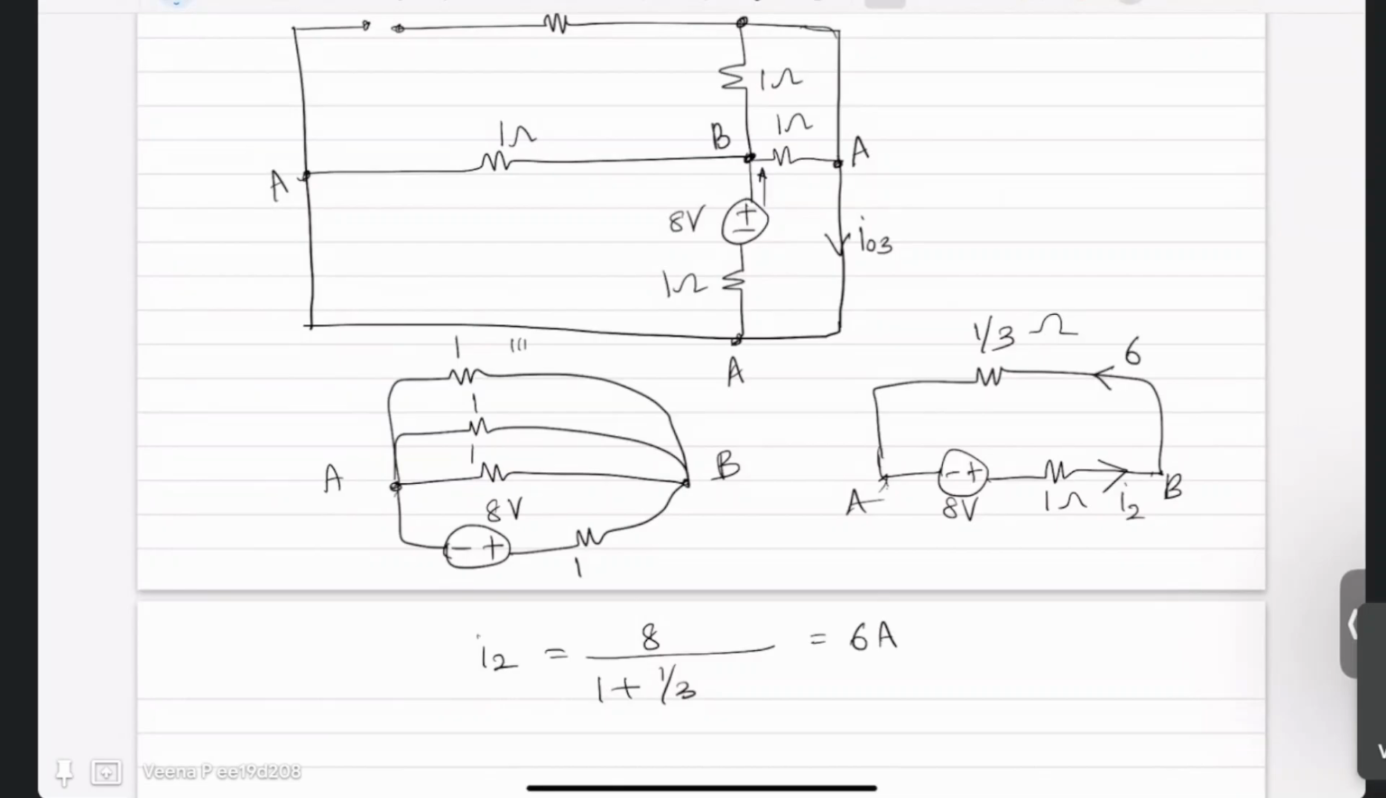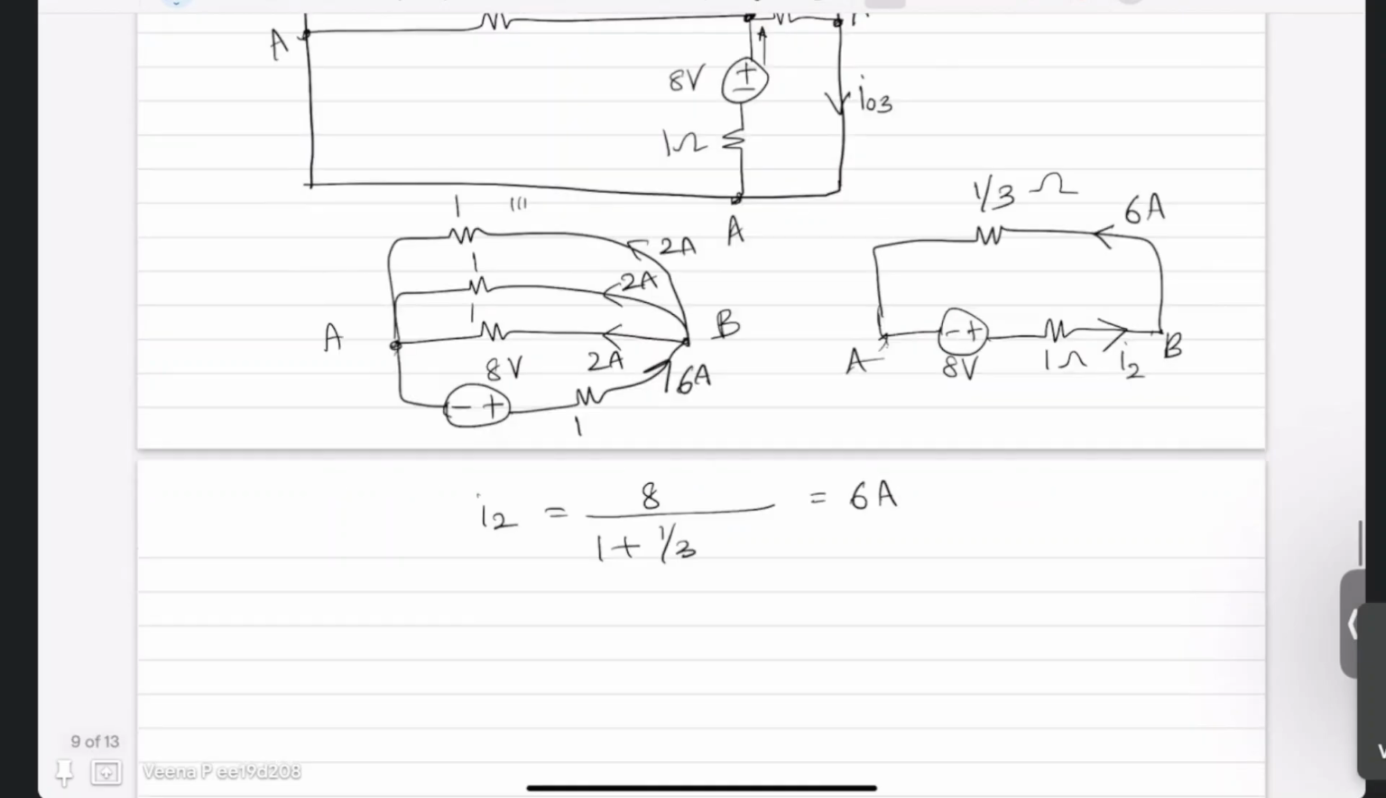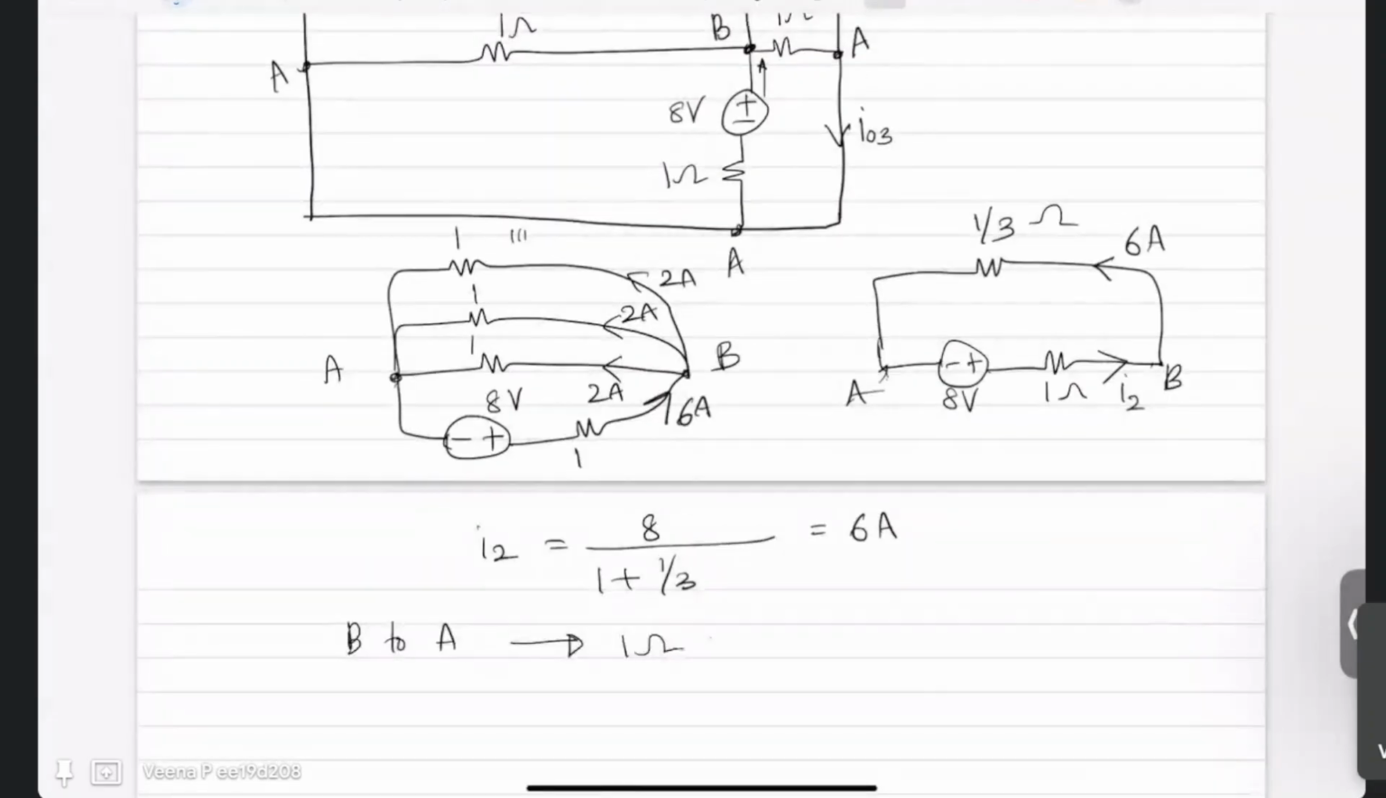Now the 6 ampere is flowing like this. It will flow through each of the 1 ohm. So this is your 6 ampere. That will split as 2, 2 and 2. That means from B to A, through each 1 ohm resistor, how much current will flow? 2 ampere. Also, from the positive terminal of 8 volts, that means from A to B, 6 ampere flows.